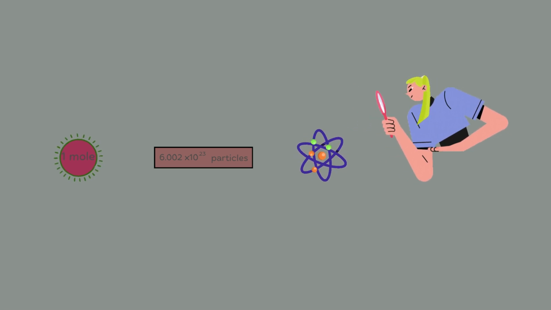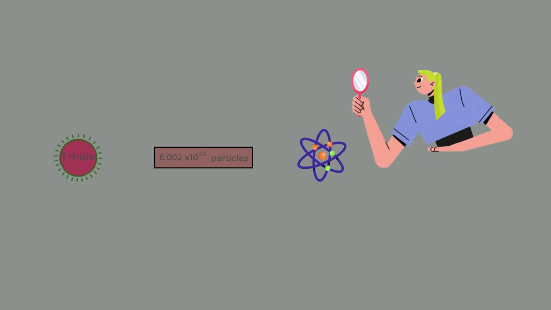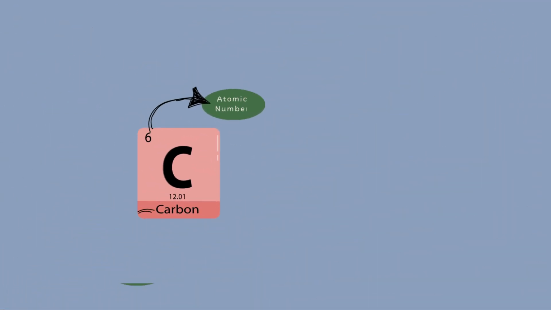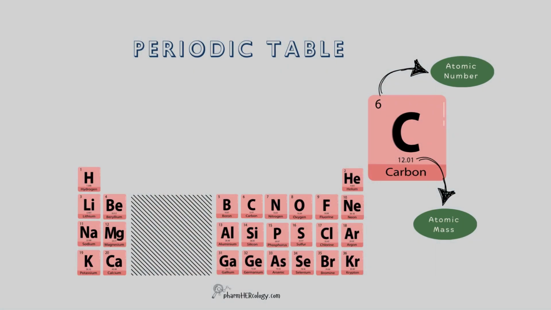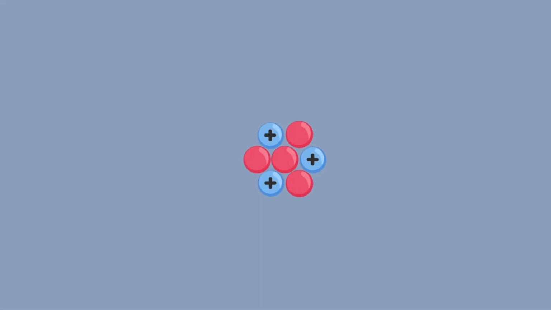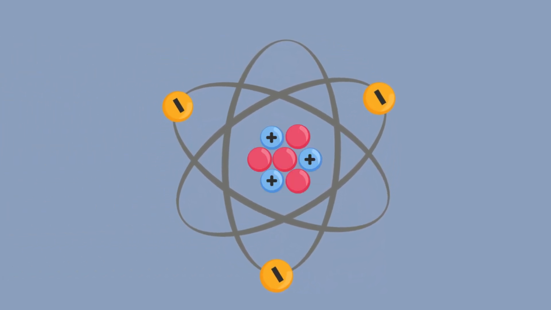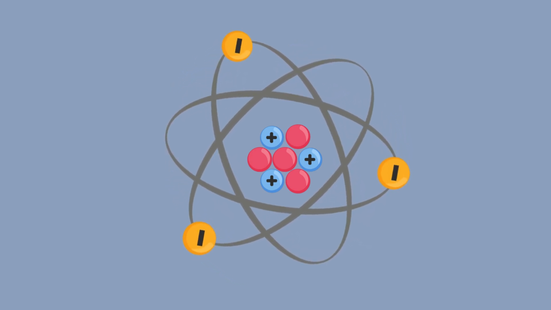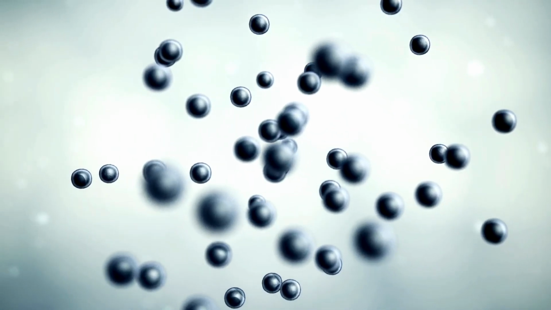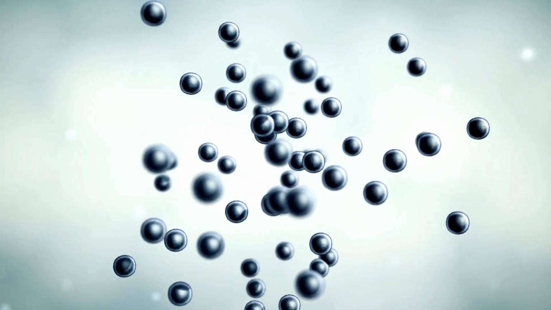Let's take a closer look at an atom using carbon as an example. Every atom has an atomic number and a mass number. These two properties can be found on the periodic table of elements, and they influence how an atom interacts. Atoms are structured with the nucleus at the center, which is made up of protons and neutrons. The nucleus is surrounded by electrons organized into shells, and each shell can hold a specific number of electrons.